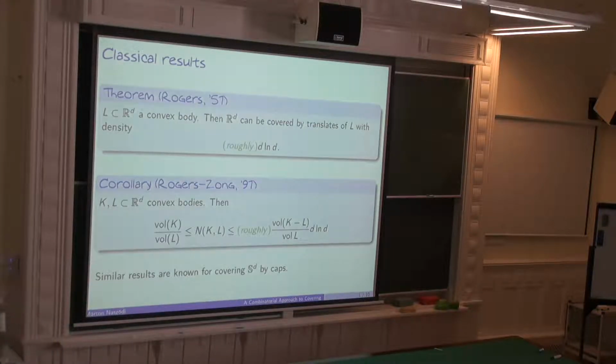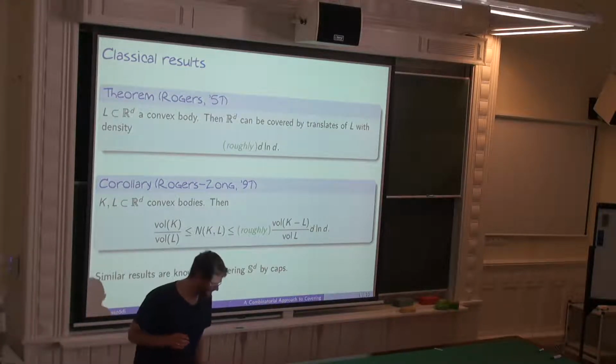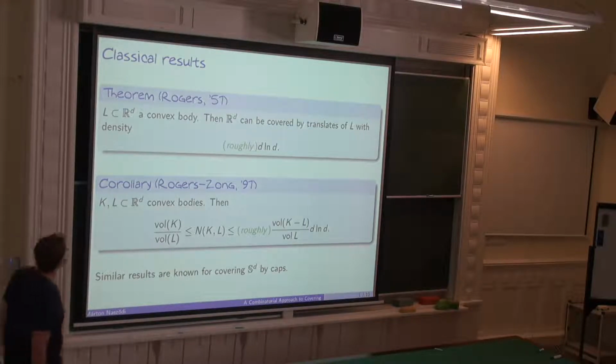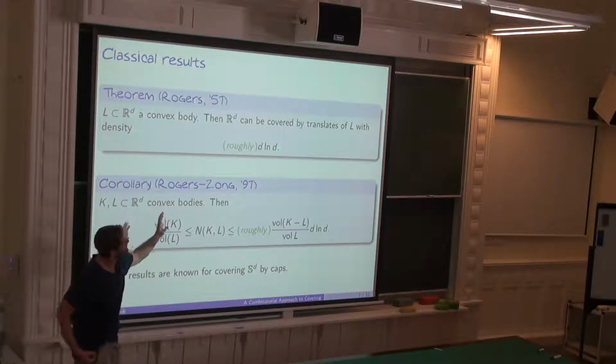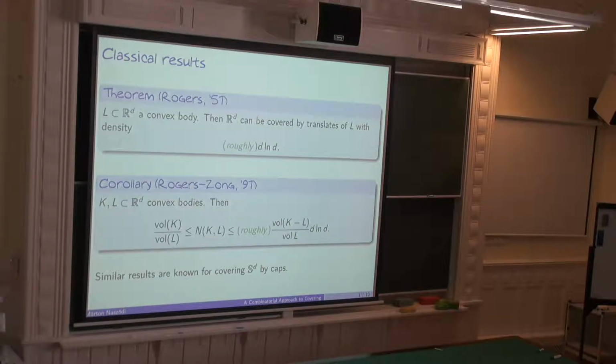So I'm going to talk about covering space, or covering a convex body, by translates of a given convex body first. Let me start with this classical result of Rogers. We're given a fixed convex body, and we want to cover the whole space with translates of this body. And Rogers proved that you can do it with rather low density.